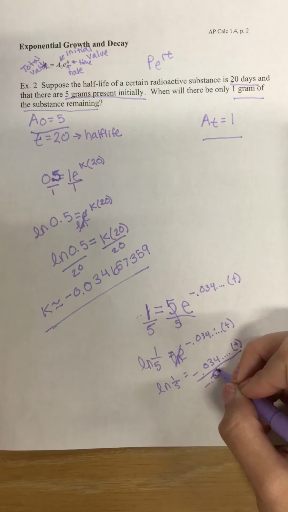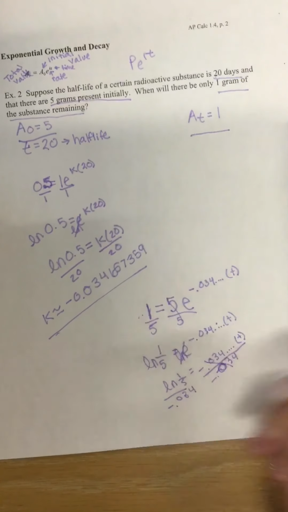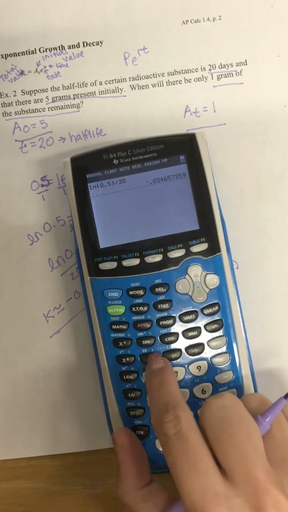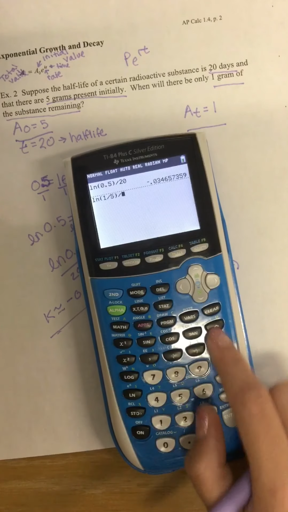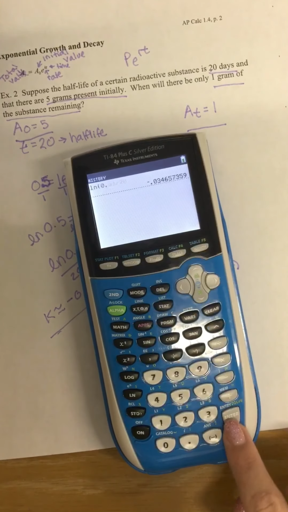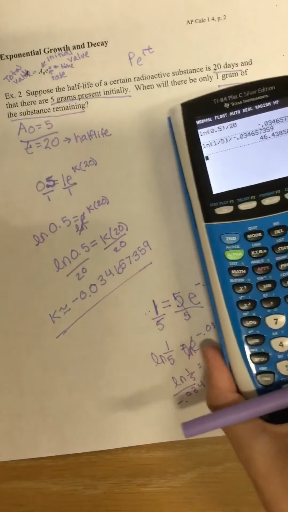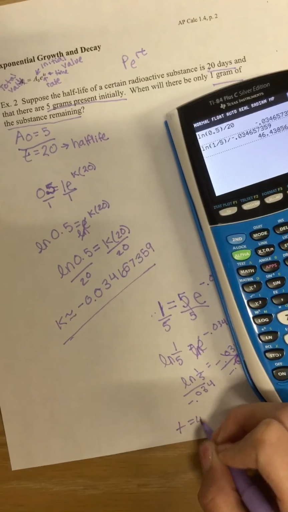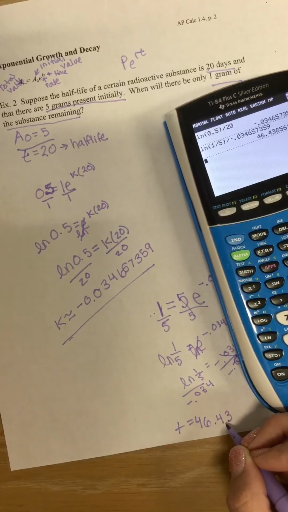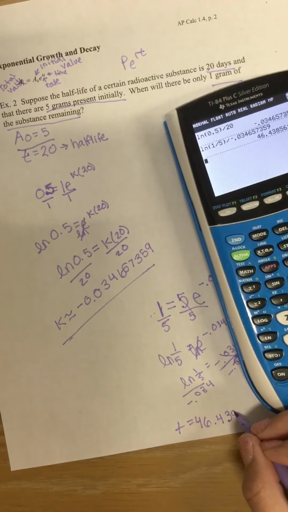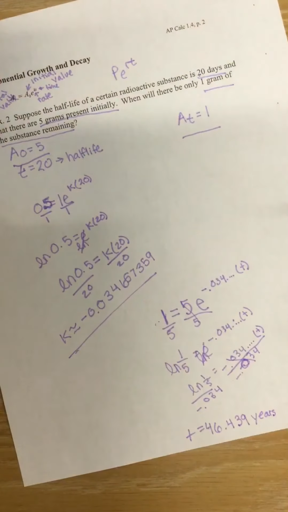So what I'm going to do is take ln of 1/5, so that's what I had there, and I'm going to divide it. I can hit that up arrow and I can actually grab that stored value. And I get my answer here. And I'm going to get T equals 46.43, and I'm going to round to the nearest third decimal place. So 46.4 days.